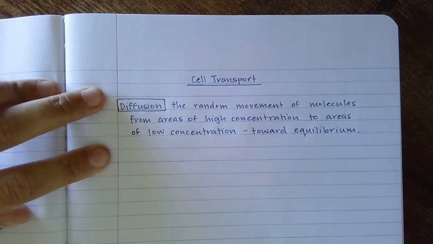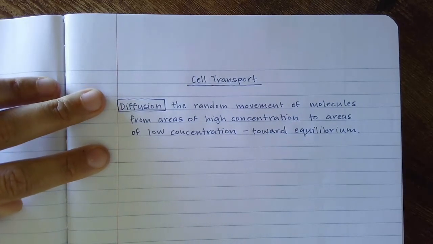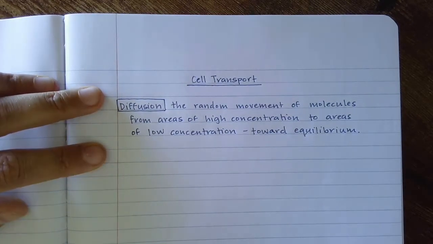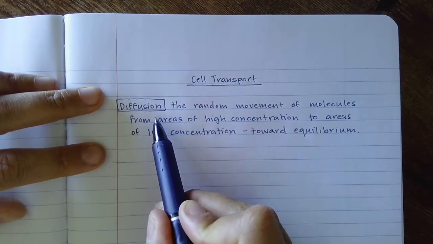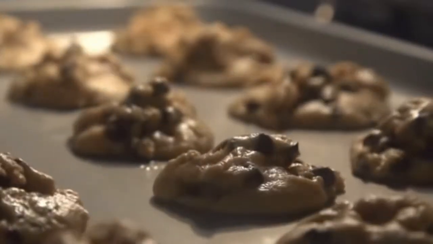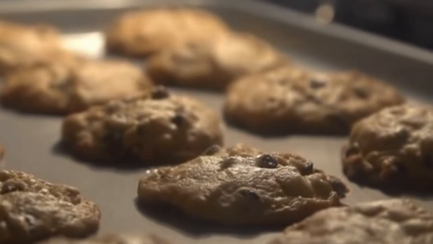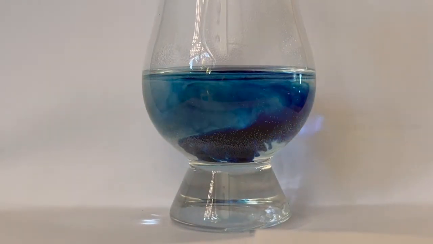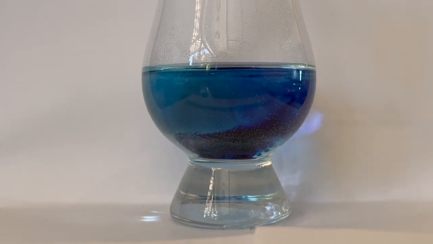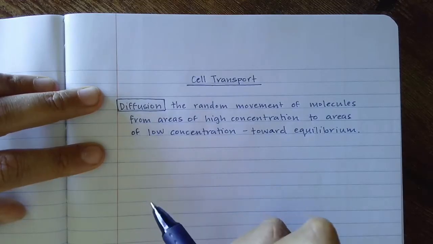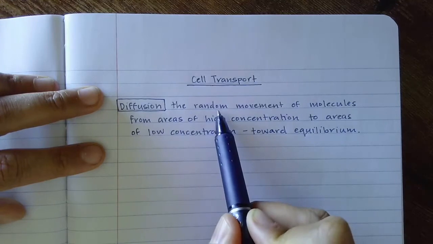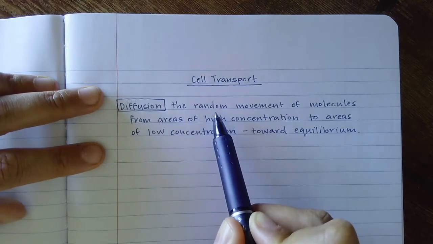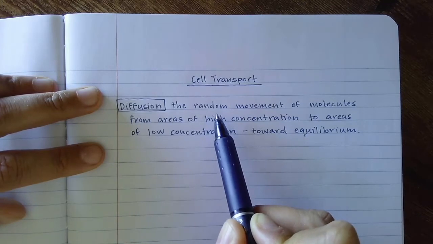So there is a lot to unpack here. Let's start with the basics. Diffusion is what makes it so that you can smell freshly baked cookies as soon as you walk into a room. And it's why food coloring, when you drop it into a glass of water, will turn the whole glass blue. We say that diffusion is the random movement of molecules because the movement of any individual molecule is random.